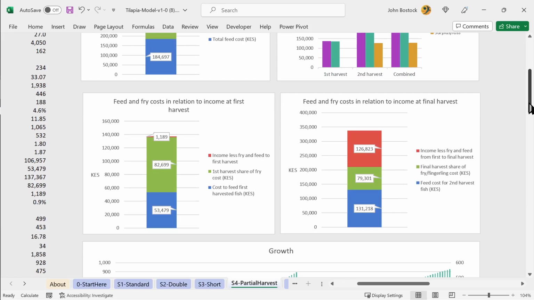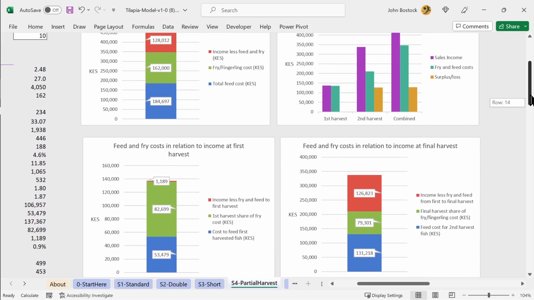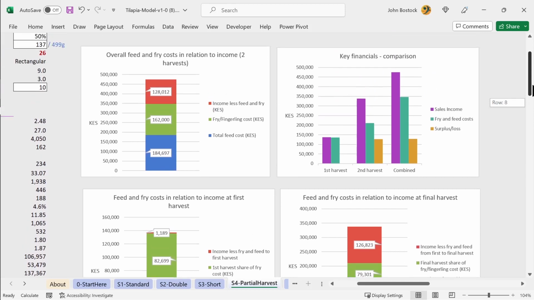This strategy does not produce as big a margin as the double stocking strategy, but does maintain a more reasonable stock density and provides some interim cash flow and a wider range of fish sizes, perhaps for different markets. The next step is to consider combining these strategies, but we will do that in the next video.